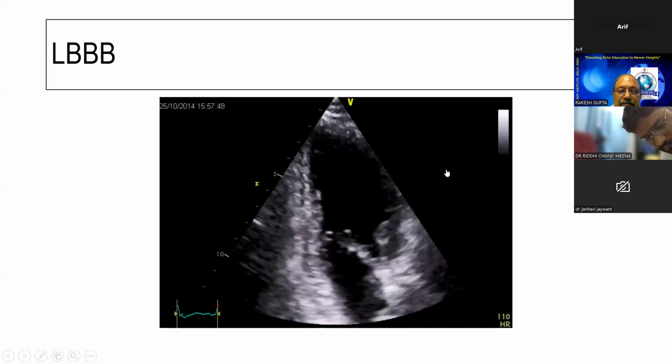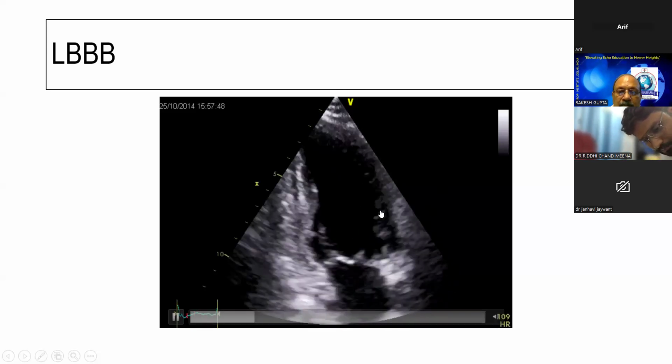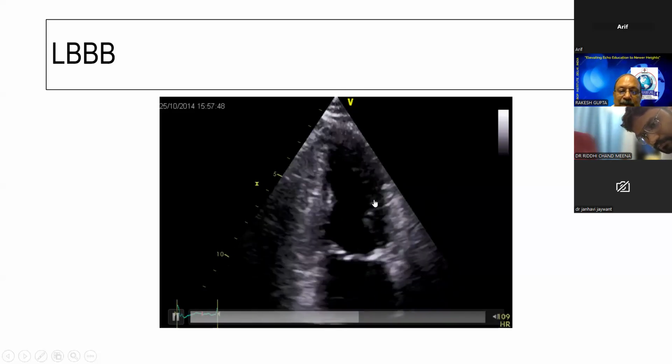Second, go to two-chamber view. Look, there is no abnormality in two-chamber view now. It is very well thickening now.